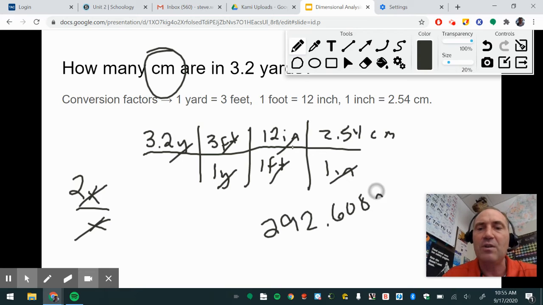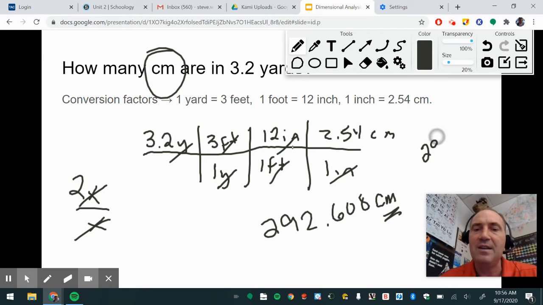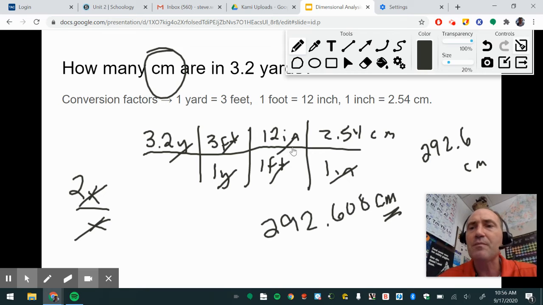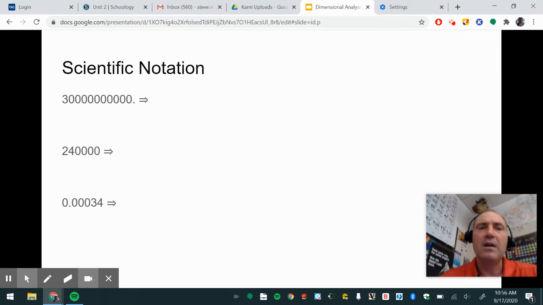The biggest thing is that you include units. Units are important. For today, we haven't really gone over rounding rules, so we'll just round to one decimal place. So 292.6 centimeters. Bingo. Now, you're going to run into really big numbers in chemistry.